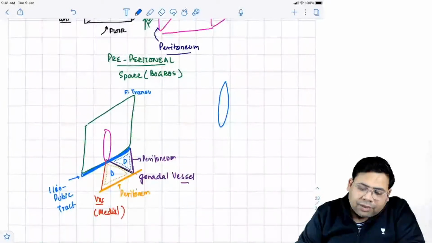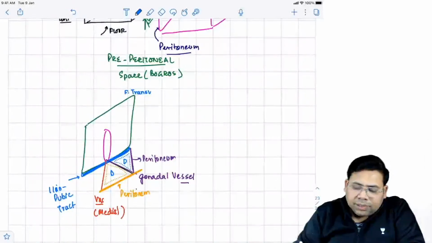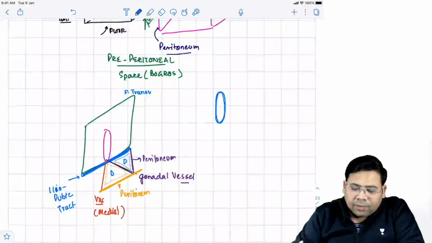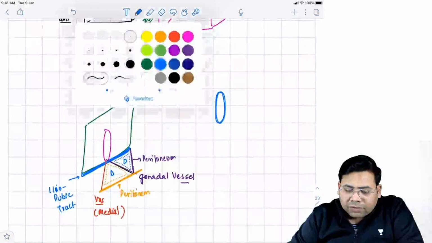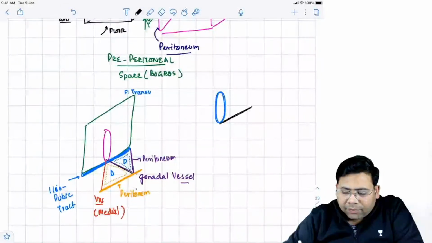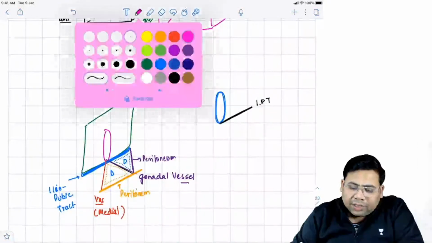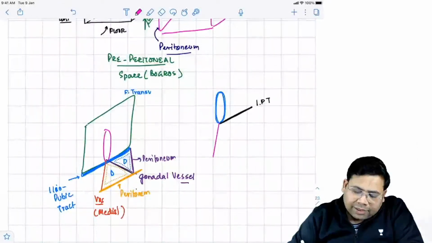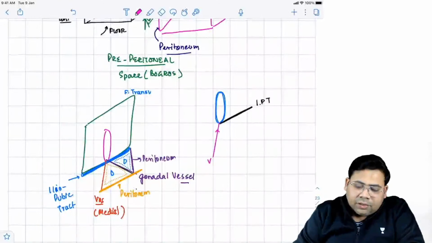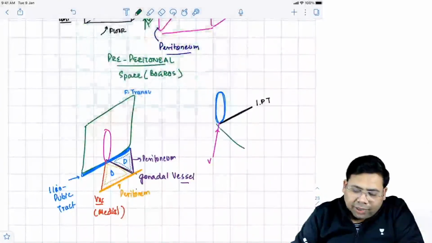What is this ring? Deep ring. Who is forming the base of the deep ring? Iliopubic tract. Can you appreciate the iliopubic tract? Who is entering the canal from the medial side? The answer is vas.